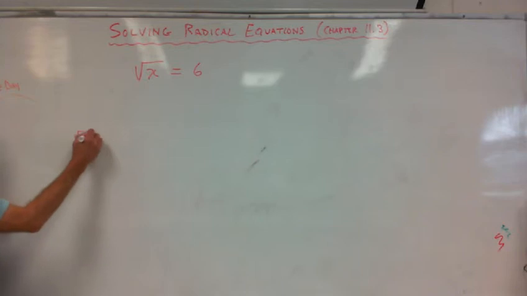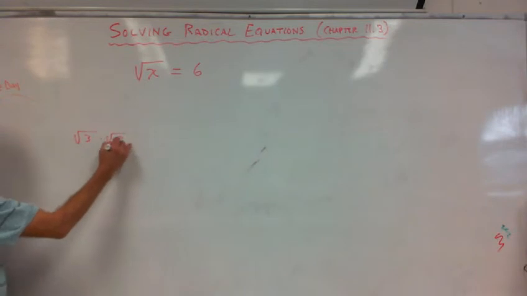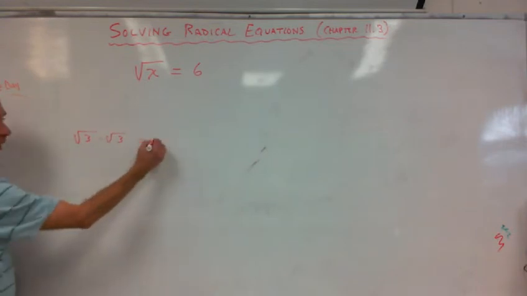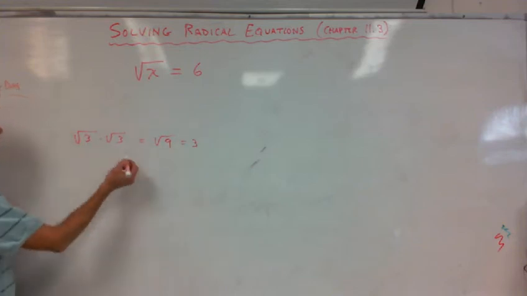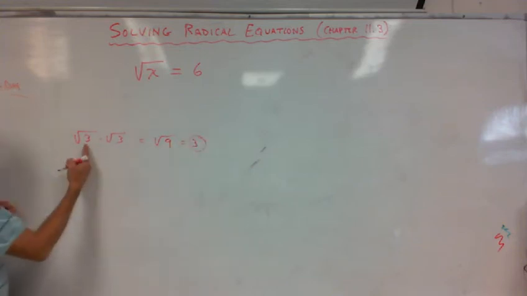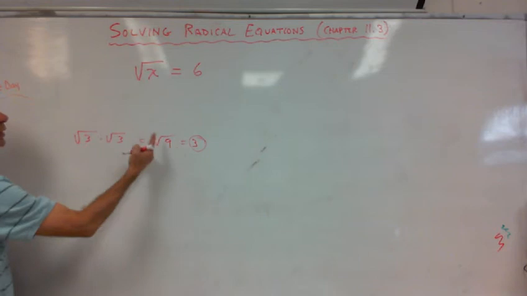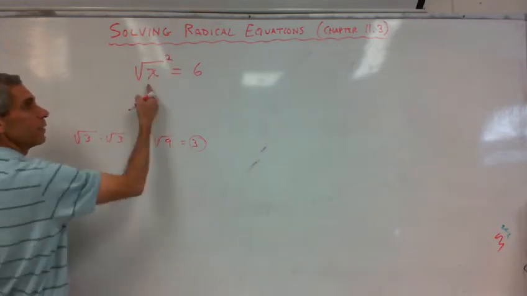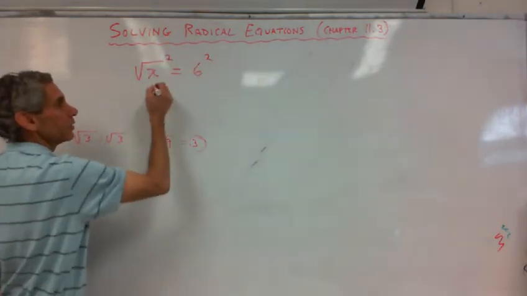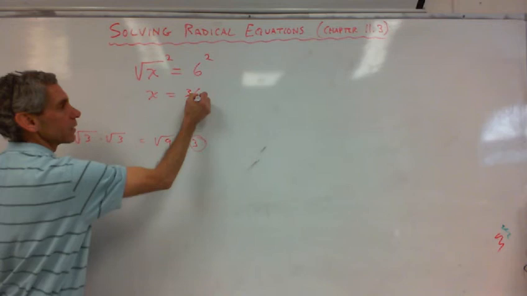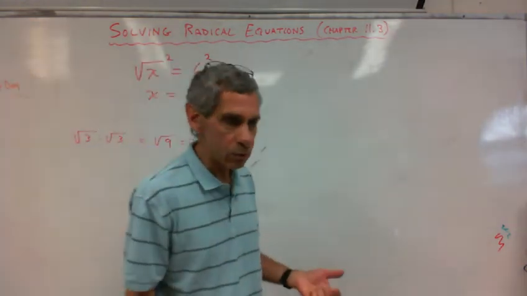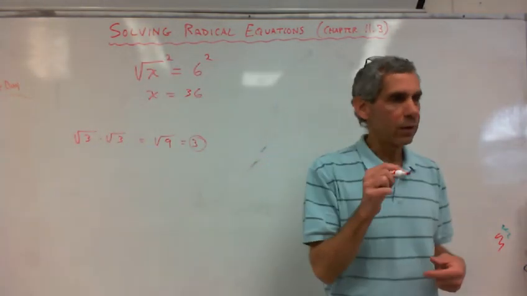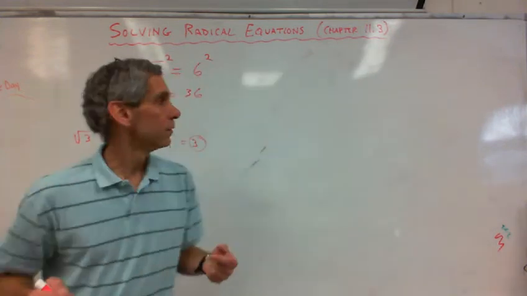Think about it. What's the square root of 3 times the square root of 3? It's either the square root of 9, which is 3, or it is just 3, right? So the square root of 3 times the square root of 3 is 3. So if I just square this, that'll become x. But I have to square this side too. So suddenly x is equal to 36. Piece of cake, right? You don't have to do the square root of something. You're just squaring it. And everybody knows how to square it, right?